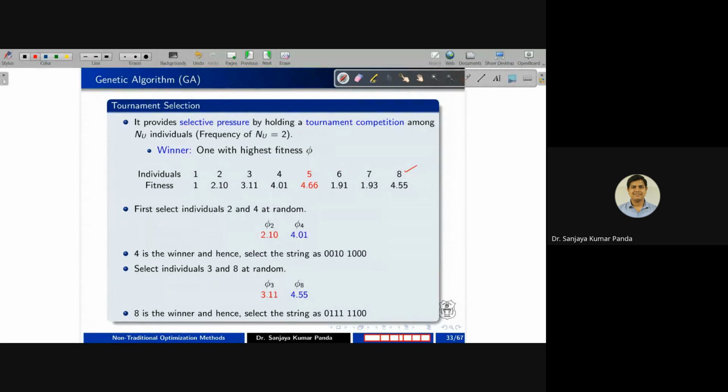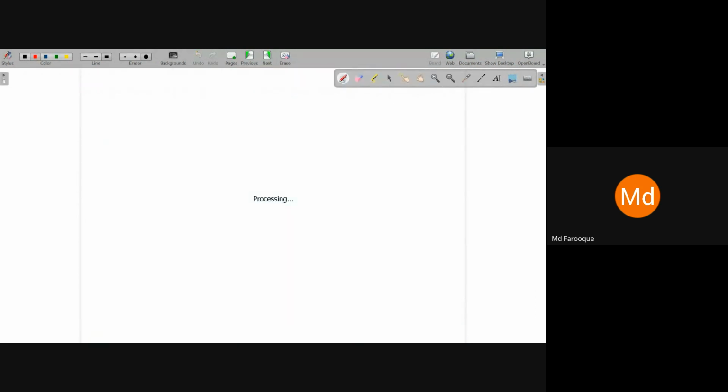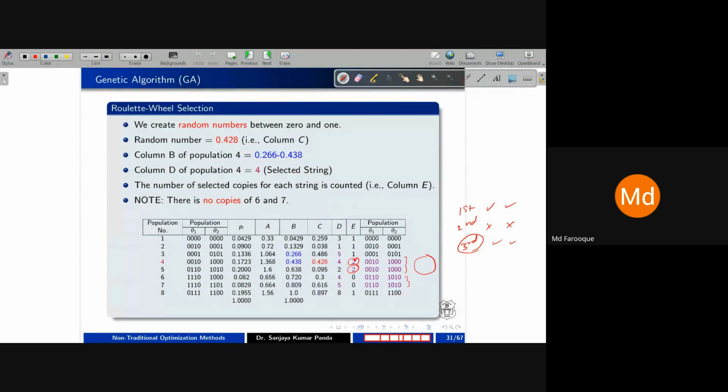Farooq: Sir, I have a doubt in the previous slide in column D. In the population number 1 in column D, instead of 2, you have written 3 here. So 0.259, we are checking if this value is less than this value or not, which is not true. This value is also not less than this one. And this value 0.259 is less than 0.266. So as we achieved here, that's why we are writing 3. Okay, sir.